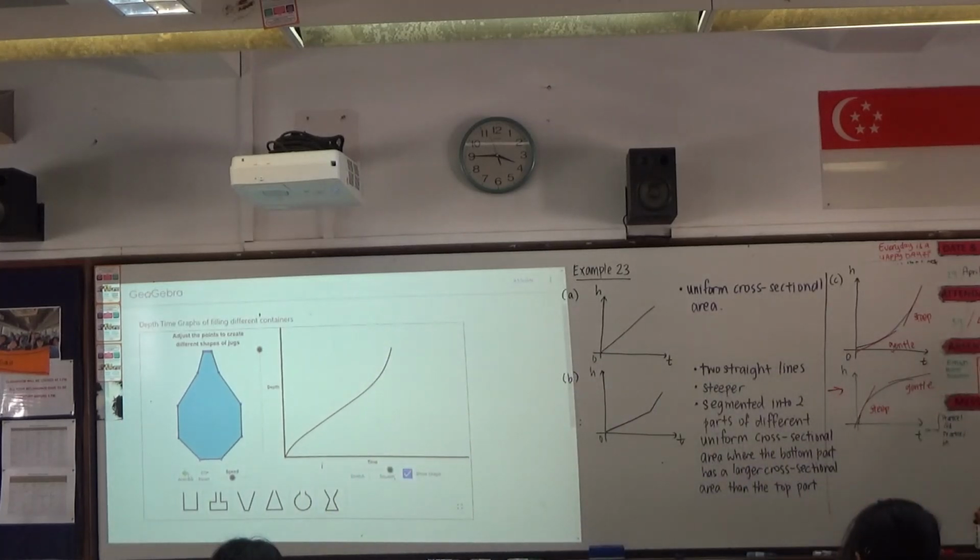Okay, let's see what about the last one. What do you think the last one will look like? Okay, so it progressively becomes faster, then after that when it goes up to the second segment it becomes slower, right? Okay, so this will be how we expect the graph to look like.